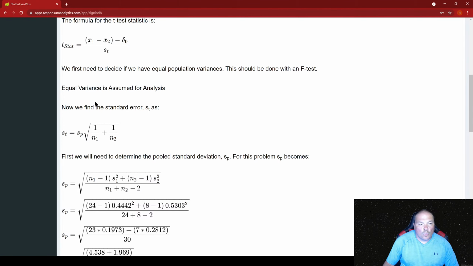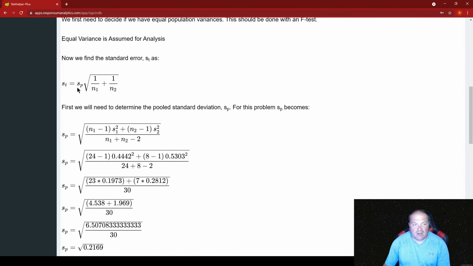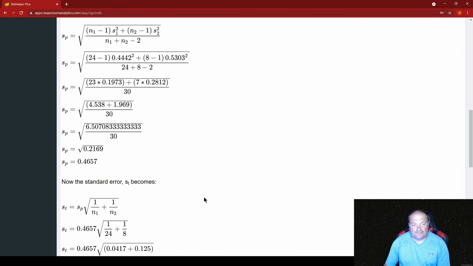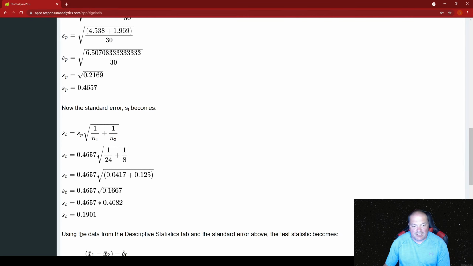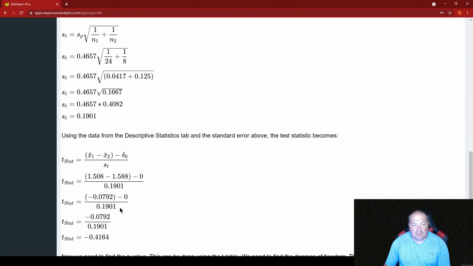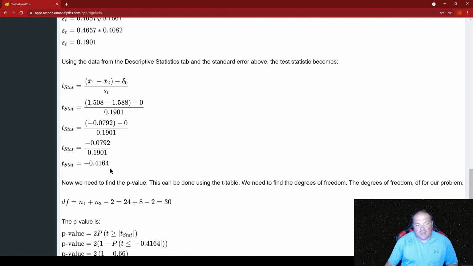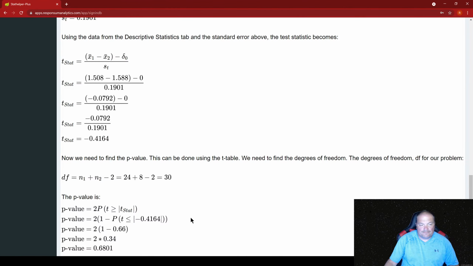So we're going to use what we call a pooled standard error. That's what this S of P is. Because we assumed equal variance, we're going to use this S of P. We calculate this S of P based on what you see here, plug and chug into the standard error, and then plug and chug into the t-statistic. We find our t-statistic to be negative 0.4164. We have 30 degrees of freedom.